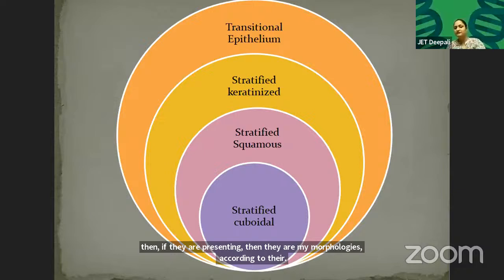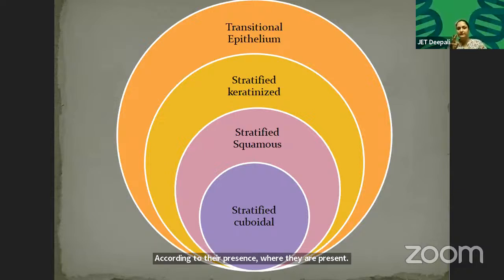Now this is stratified. Stratified epithelium, compound epithelium, is of 4 types. Stratified cuboidal: stratified means many layers, cuboidal means the shape is cuboid. Stratified squamous: squamous means simple flattened cells, but here there are layers of squamous cells.